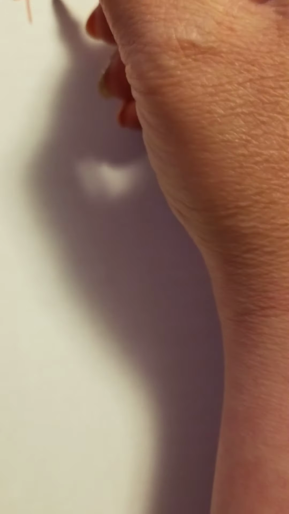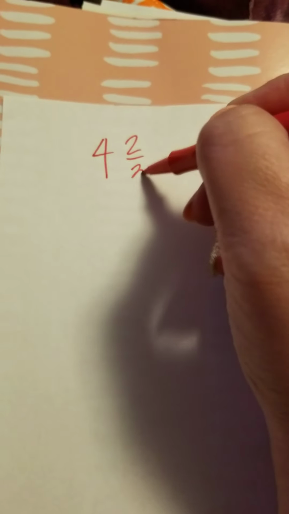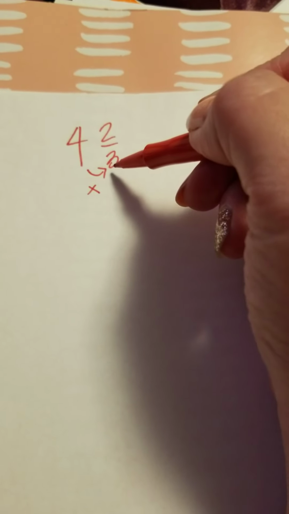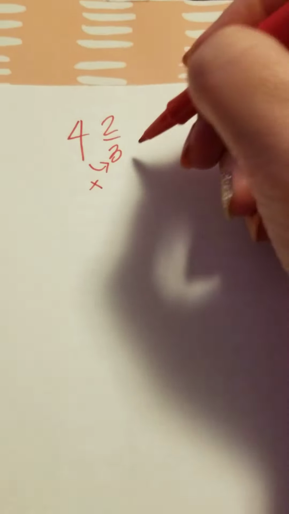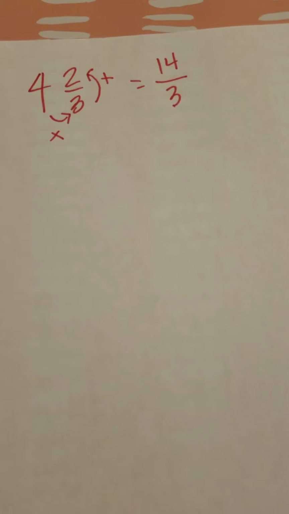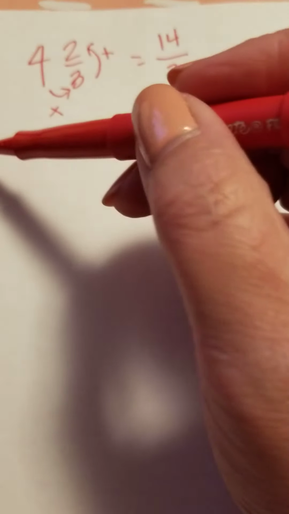If we're looking at 4 2/3, and I want to rename that, I'm going to multiply the whole number times the denominator. So 4 times 3 is 12. And then I'm going to add the 2. So that would be 14 thirds. I also attached an anchor chart that we made in class online, and that should help you with that part if you don't remember how to do that.